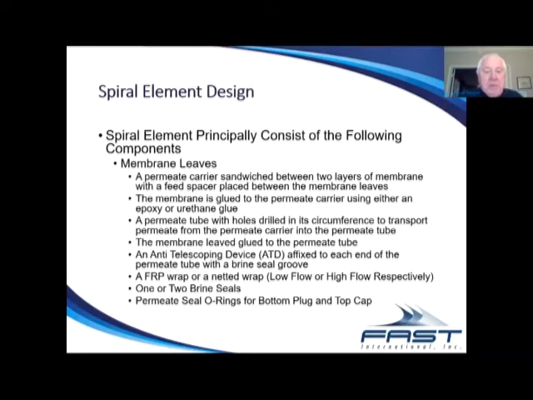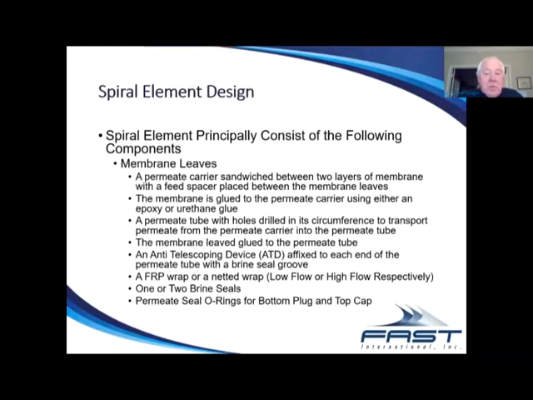Let's get into the spiral elements now, the ultrafiltration elements. Let's quickly discuss what is, in fact, in a spiral element. The membrane spiral element is composed of what are referred to as leaves. A leaf is a permeate carrier sandwiched between two layers of membrane, with a feed spacer placed between the membrane leaves. These membranes are then glued to the permeate carrier using an epoxy or urethane glue.